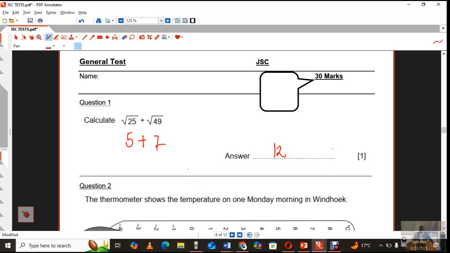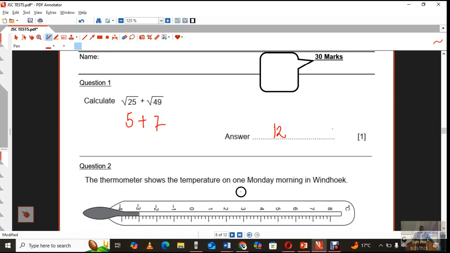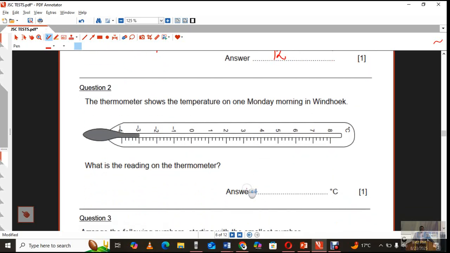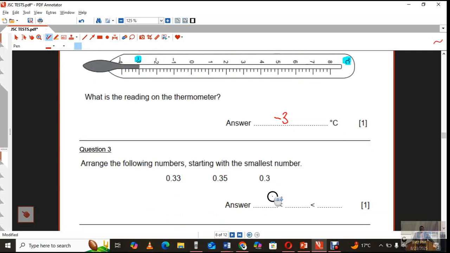Okay, then question 2. The thermometer shows the temperature on one Monday morning in Windhoek, and as you can see from here, it's quite clear that it's very cold. It's actually minus 3 degrees Celsius. So what is the reading? Well, the reading is minus 3 degrees Celsius.